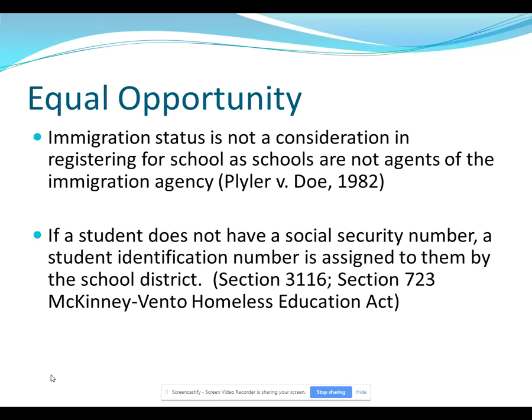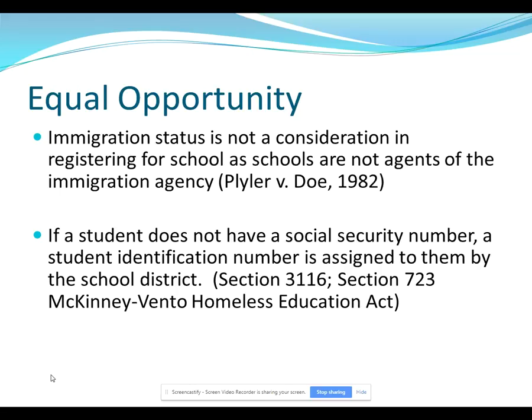Also, under the area of equal opportunity, the immigration status of a student is not a consideration in registering a student for school, as schools are not agents of immigration. This is a determination and a decision of the Supreme Court in Plyler v. Doe back in 1982. Therefore, students do not demonstrate legal residency status or citizenship documentation or anything of those means in order to register for school, and we are not to ask for such documentation.